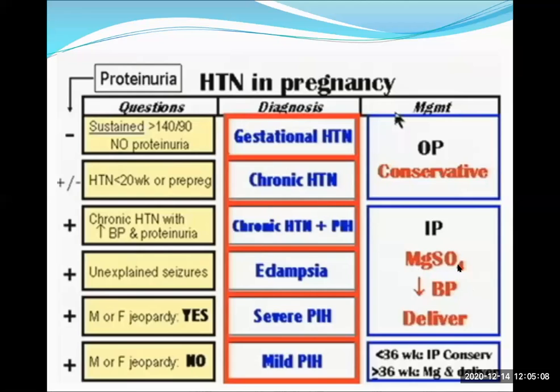If somebody asks you why magnesium sulfate is used, two answers. One, to prevent the convulsion from occurring, or if the convulsions are already occurring, then also I can use magnesium sulfate to control it. If the gestational period is less than 36 weeks, inpatient conservative management can be done, but make sure the mother and fetus conditions are stable. If more than 36 weeks, you don't need to wait, deliver the baby.